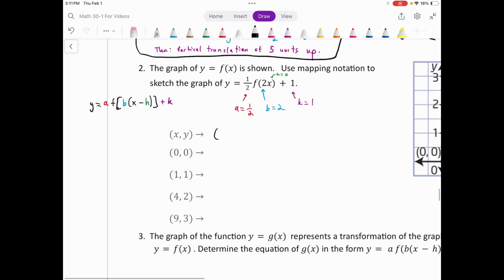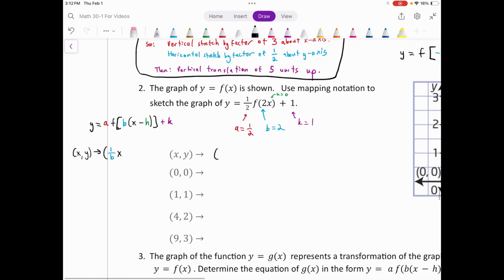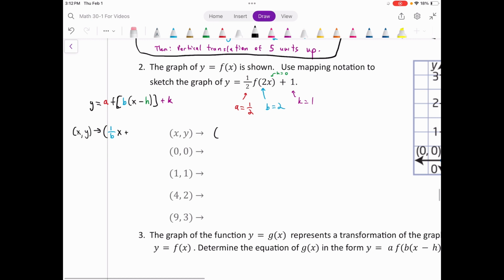Well, again, in general, mapping notation, we start with a point x, y, and we end up with, careful, we multiply every x value by 1 over b. We then add h to it, right? If h is positive, it ends up moving to the right. If h is negative, that really means we're subtracting that number, and it ends up moving to the left. X plus h, and then same thing for the y's, except we multiply every y value by a, and then we add k to it, right? So in general, that's what we're working with. That's the general mapping notation, how points are transformed.